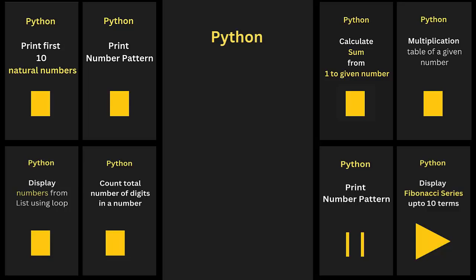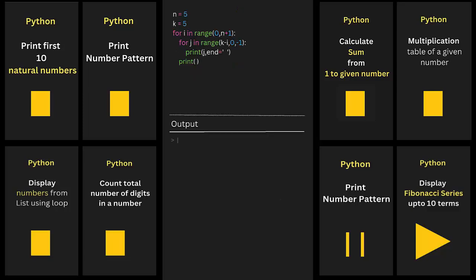This program prints a reverse number pattern using nested loops. The outer loop controls the rows, and the inner loop prints numbers in descending order, starting from i. With each row, the count decreases, forming a triangle shape of numbers.